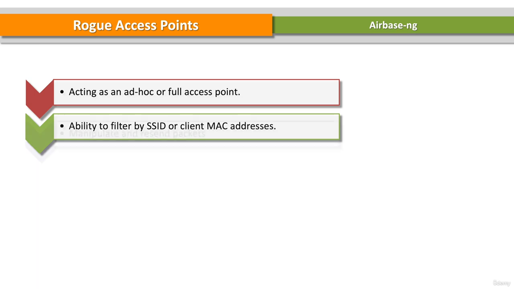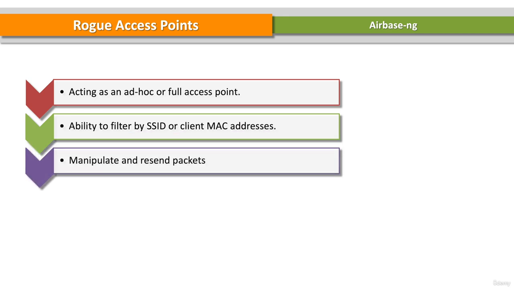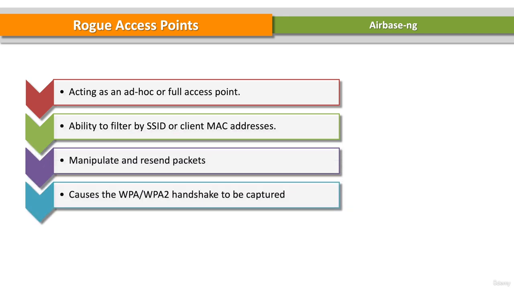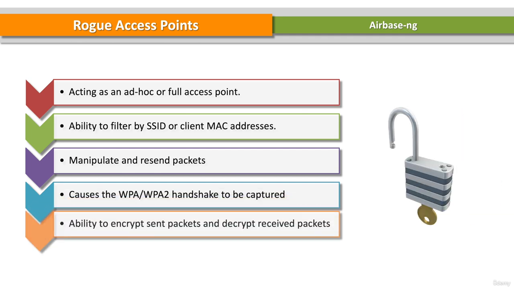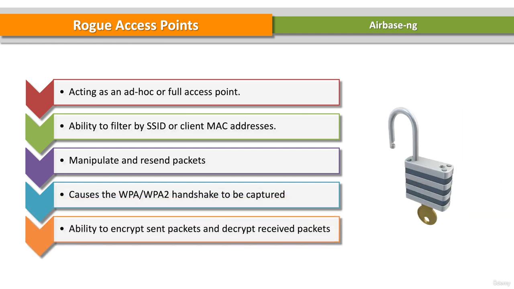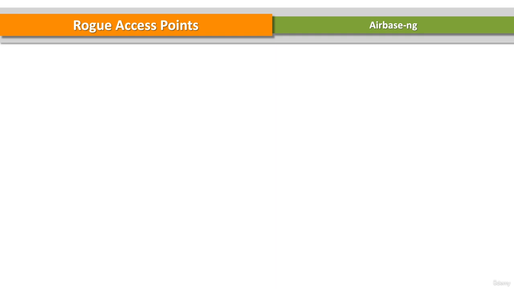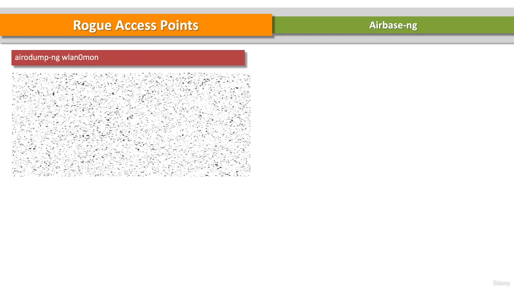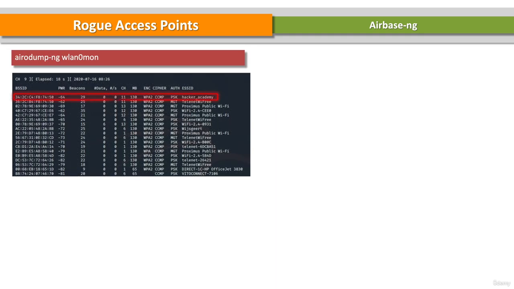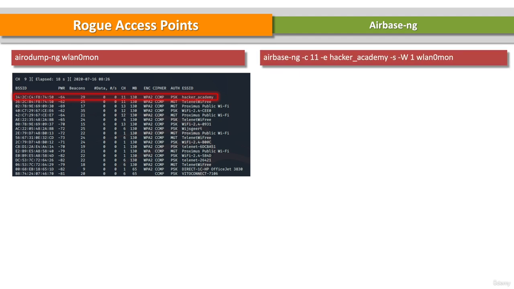You can manipulate and resend packets. You can also capture the WPA/WPA2 handshake. It also has an ability to encrypt sent packets and then decrypt received packets. But I'll tell you that the main purpose of the Airbase-ng tool is to encourage wireless clients to associate with a fake AP and then prevent them from accessing legitimate ones.